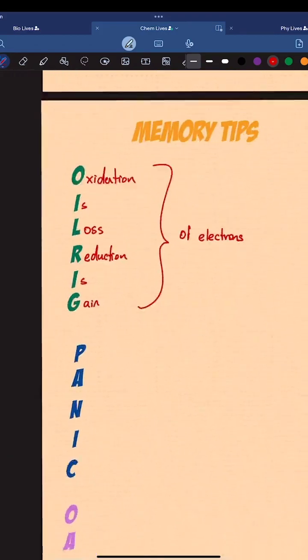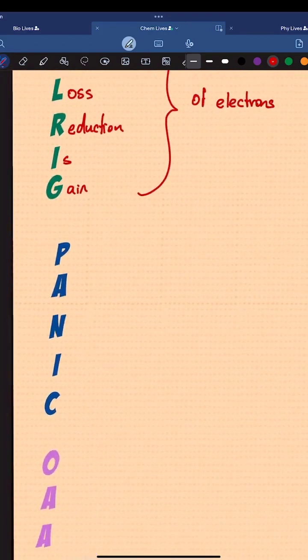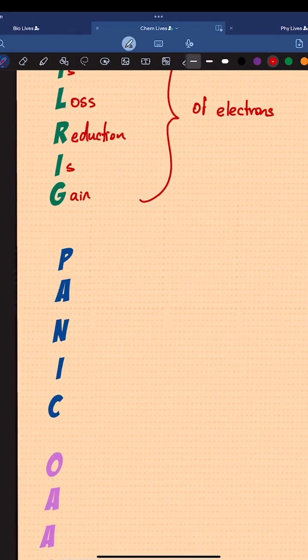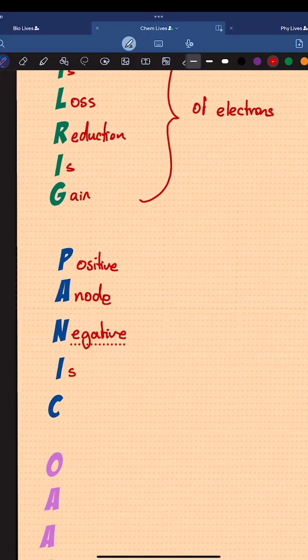All right, then we've got PANIC. This one here is used to remember the two electrodes. So remember I said we've got two different electrodes. We've got the positive electrode and the negative electrode. PANIC: positive electrode is the anode and negative electrode is the cathode. That's how to remember which one's which.